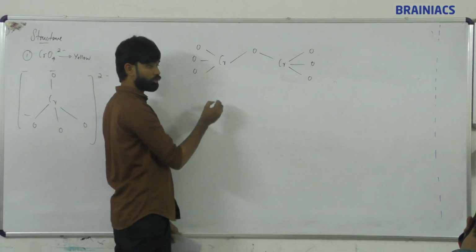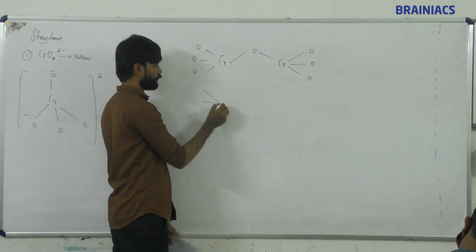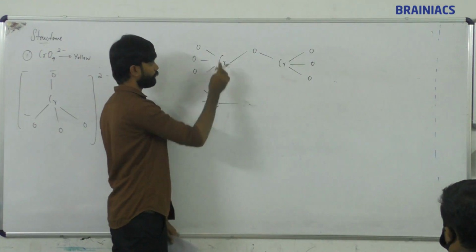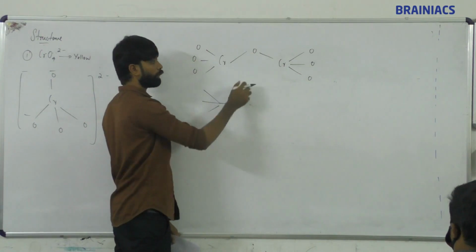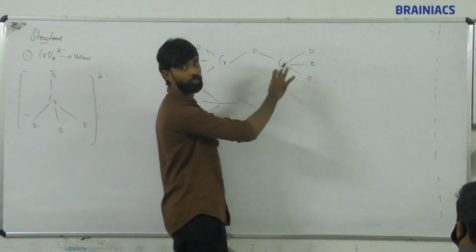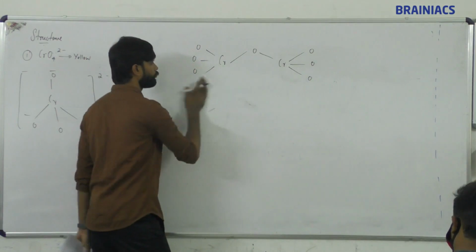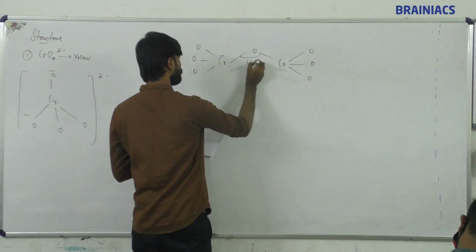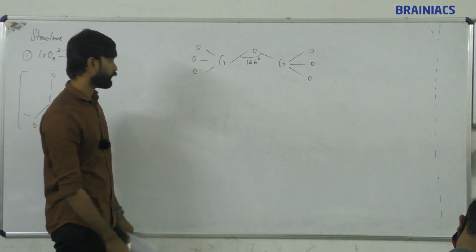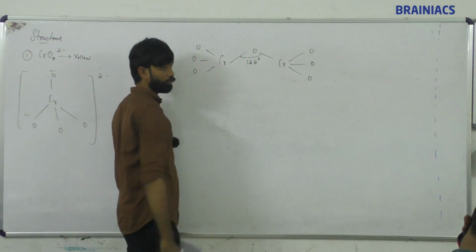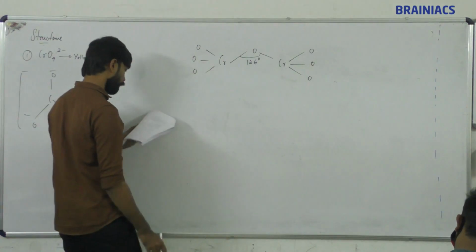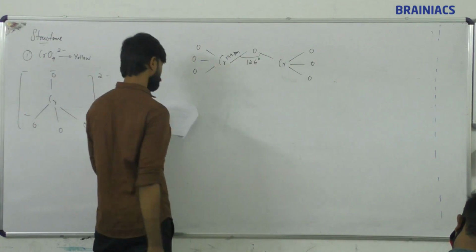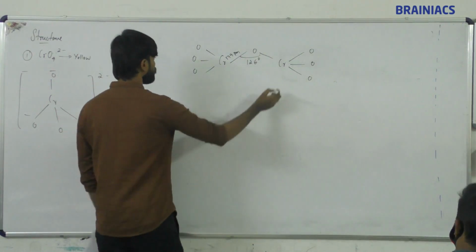So this is a tetrahedral shape, but with a commonly shared oxygen. Tetrahedral shape with a common shared oxygen. And the bond parameters are given in the textbook. It is compulsory that you study the bond angle 126 degrees. Bond lengths are also given, 179 picometer and 163 picometer.